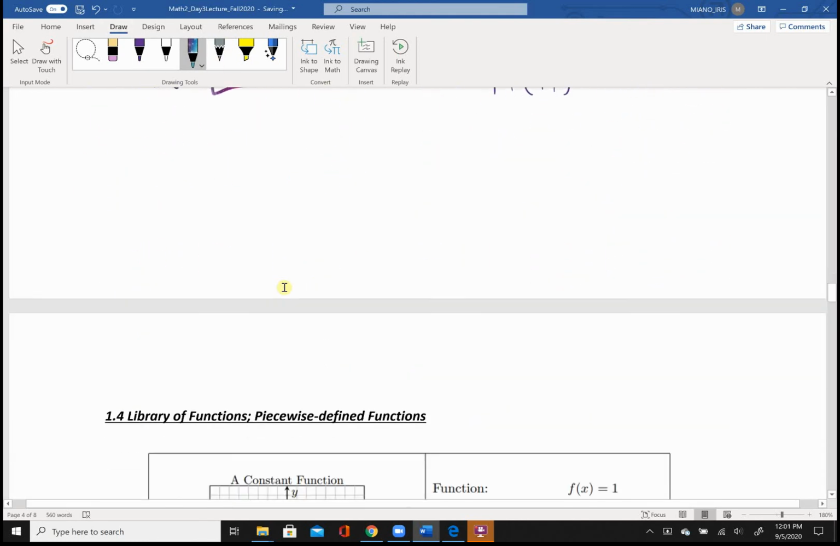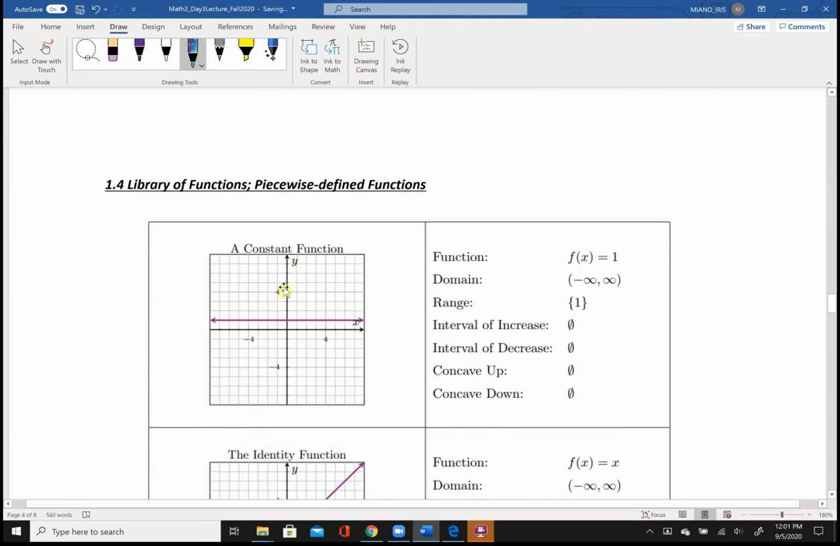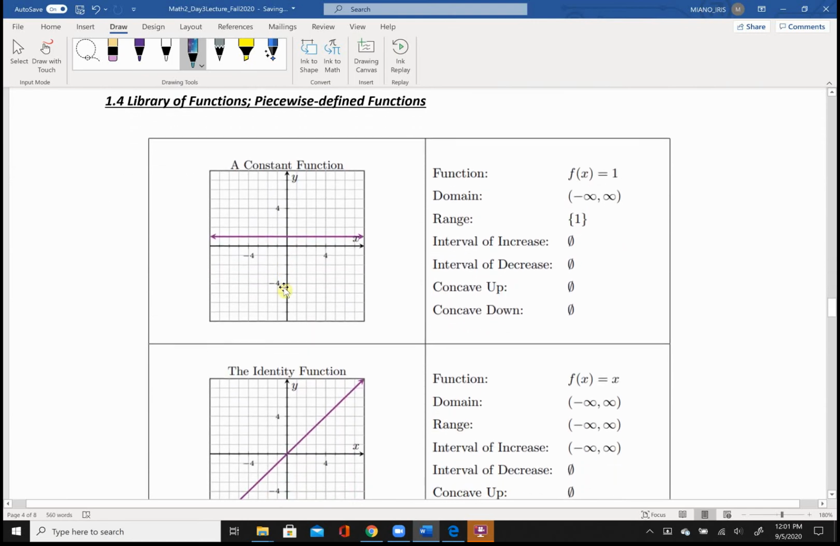Okay, I think we're ready to move on to the next section here, library of functions and piecewise defined functions. So this is where we get to know some real famous functions. These are the celebrities of the function world, and we need to get to know them because in the next section we're going to deal with slight manipulations of them, and recognizing those manipulations will help us come up with the functions, and they're going to be very much based off of these parent functions.